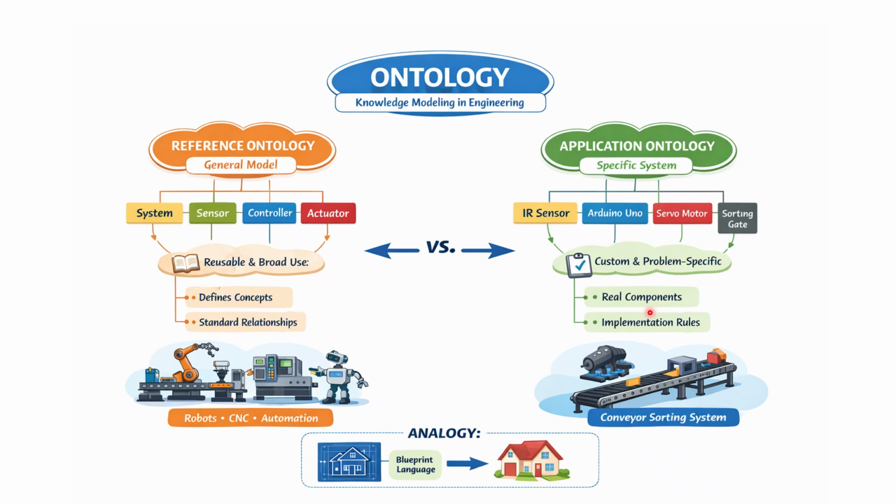In this example, you would have learned that this ontology is designed for a conveyor sorting system, and it helps to define how each component interacts within the actual application. So the reference ontology provides a general foundation, whereas the application ontology builds a practical engineering solution using that foundation. In simple words, I can conclude the reference ontology is a blueprint language, while the application ontology is an actual constructed system.